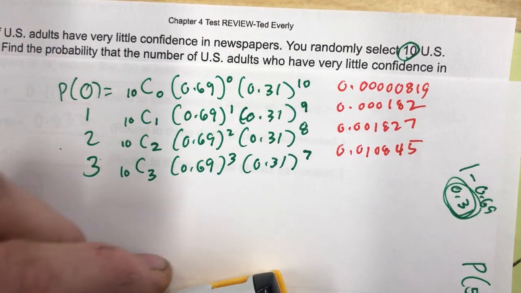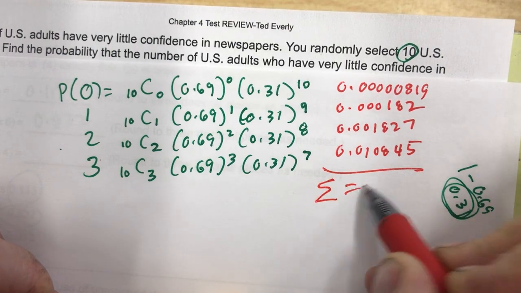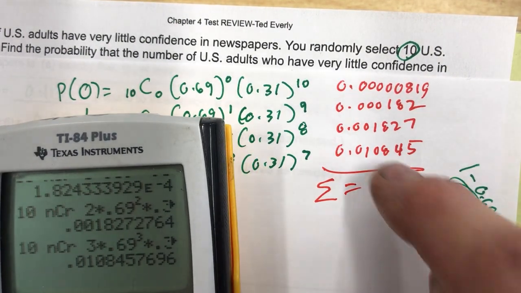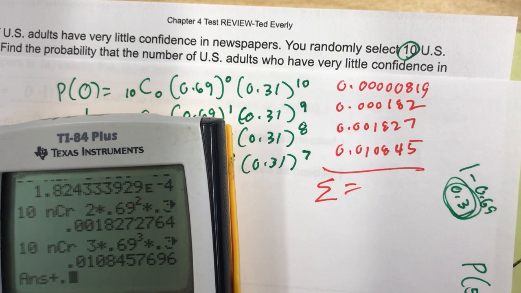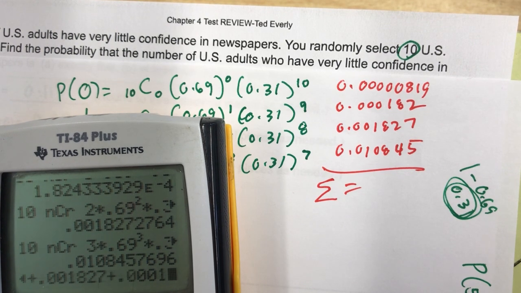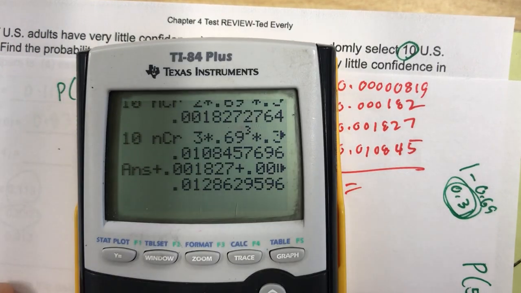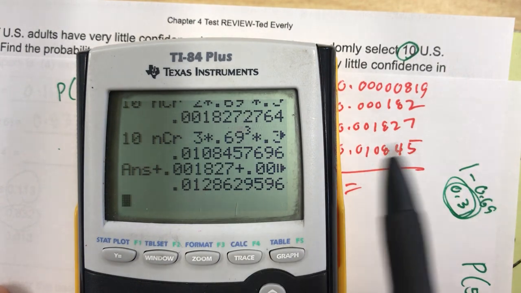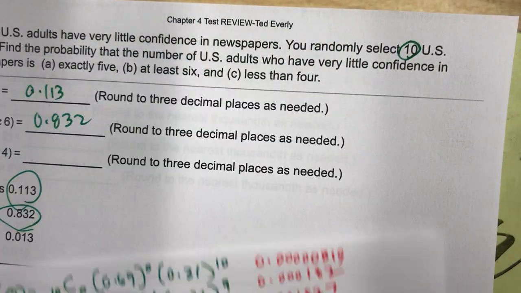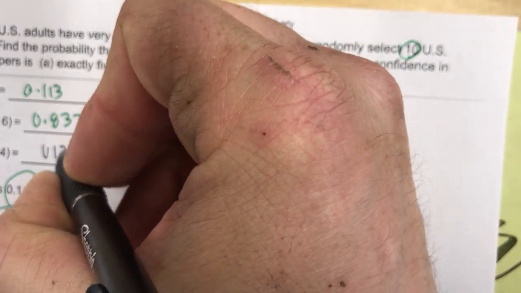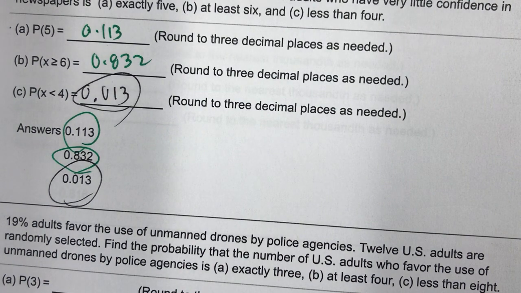And now I add those up. We'll sum them up. All right, so I got this one on the calculator still, so plus 0.001827 plus 0.000182 plus 0.0000819. And that's what I get right there, 0.012. The 8 makes the 2 go up to 3, 0.013. And look at there. This is what we got, man. So we knocked it out of the park.